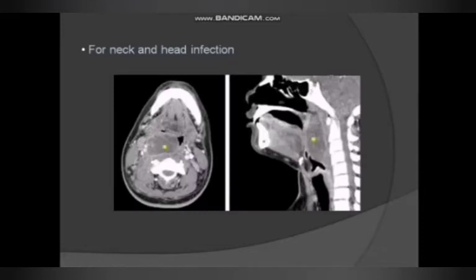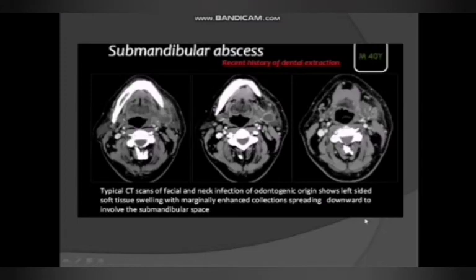CT is also used for neck and head infection, like for detecting the submandibular abscess. Here the CT shows infection of odontogenic origin on the left side. As we can see, the soft tissue swelling on the left side of the mandible, like the infection here is spreading to the submandibular space.